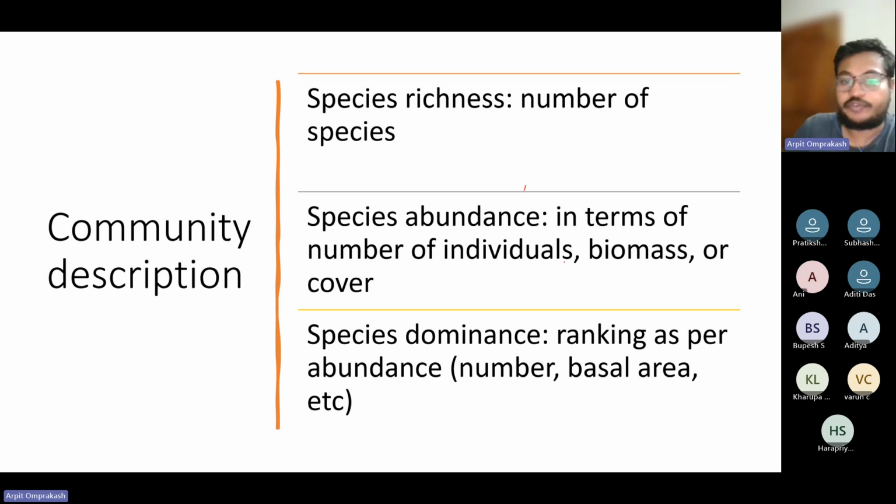So number of individuals is straightforward. For each species, you have how many individuals are there in that given community. Biomass is basically if you take all the animals or all the plants of the given species, what will be the combined biomass? And cover is basically, so let's say you have an area and let's say you have many different species.